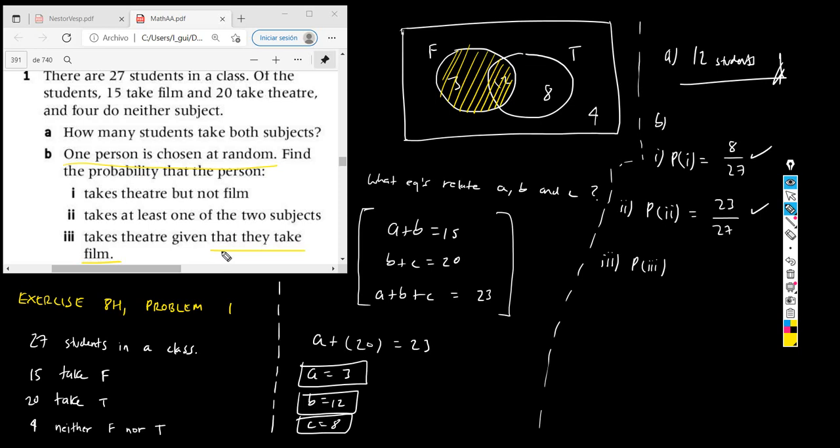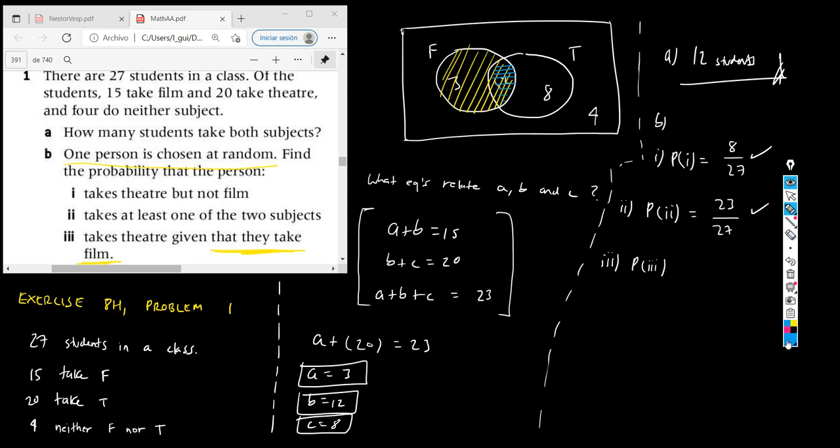Okay? Once I know this fact, that the person that I chose takes film, then this is my new sample space. All of this in yellow. And I don't care about the rest that is outside this yellow space. And the question is asking me, what is the probability that this person takes theater? So what is the probability that this person is right here once I know this?